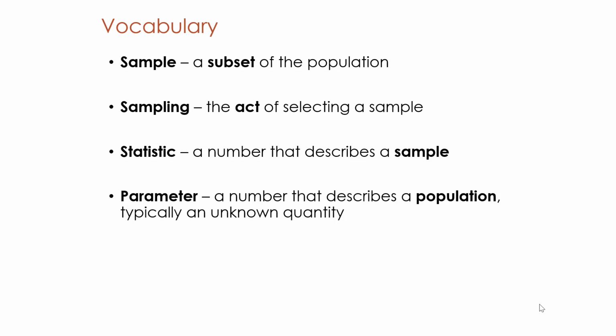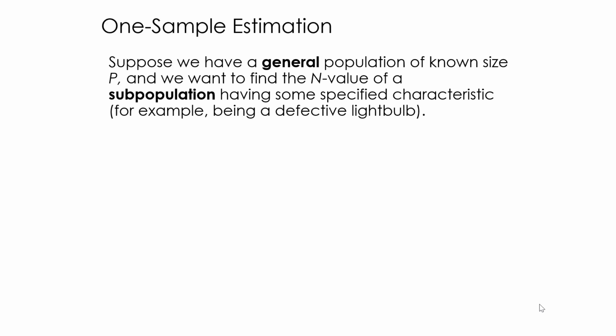A parameter is a number that describes a population, typically an unknown quantity. So typically what we're going to do is take a sample to tell us something about the population. So we're going to use a statistic to figure out the value of a parameter.